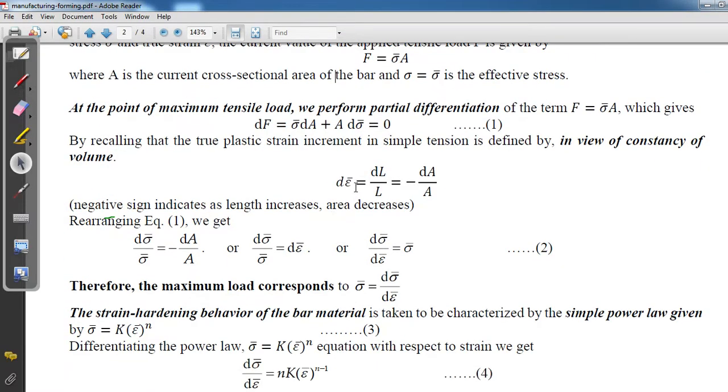Keeping that in mind, d epsilon bar is given by change in length upon current length, equal to minus dA by A, and this negative sign indicates that as length increases, area decreases. Okay, that minus sign is there. So rearranging the first term, this gives d epsilon bar equals minus dA by A, because it will go to that side and become a minus sign. And this term is equal to d epsilon bar.